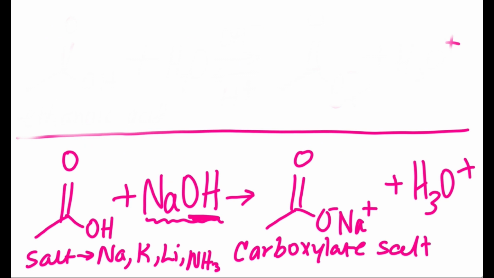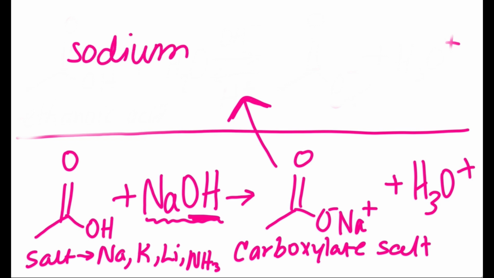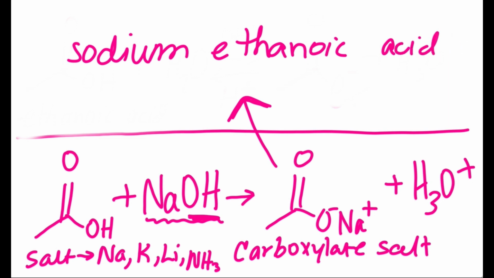So when you are naming these salts, you're going to want to put the name of the metal, or your salt part, first. So here we got sodium. Sodium is going to come first in the name. And then the name of the carboxylic acid, so ethanoic acid, except because it's a salt, we're going to change that last part to ate. So this is sodium ethanoate.